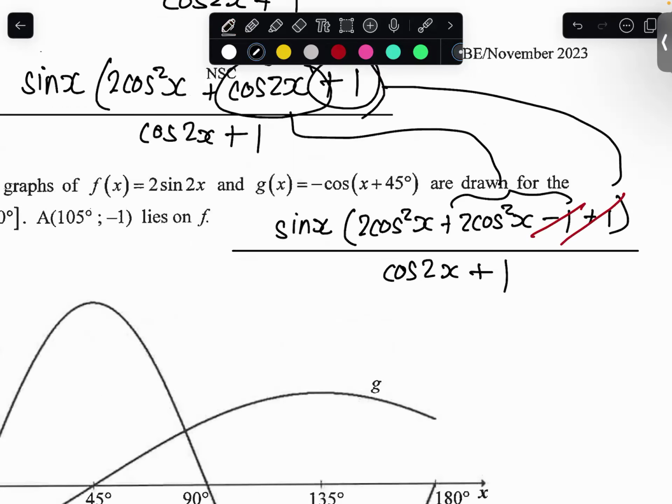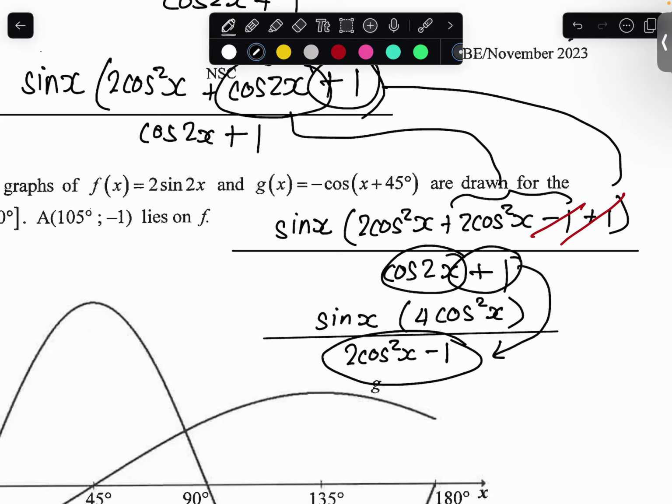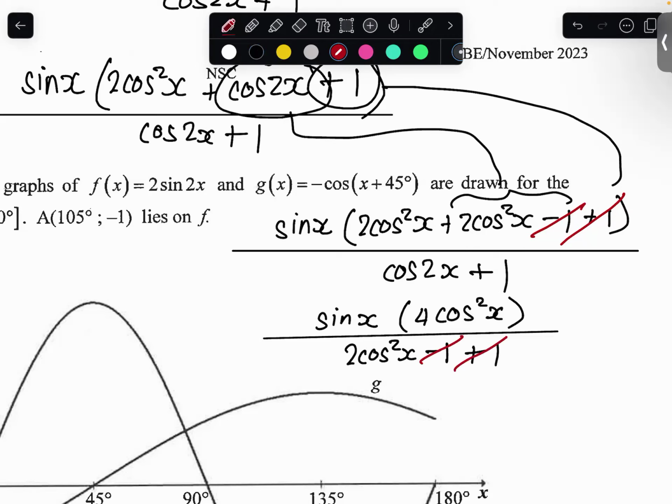That then gives me sine x into 4 cos squared x. I'm going to now change this also into something that's going to cancel out that one. It's going to give me 2 cos squared x minus 1. This becomes this, and bring down the plus 1 at the end. Right? This is gone.